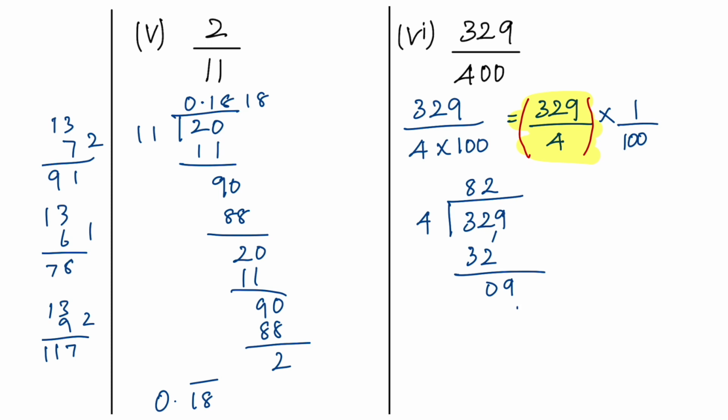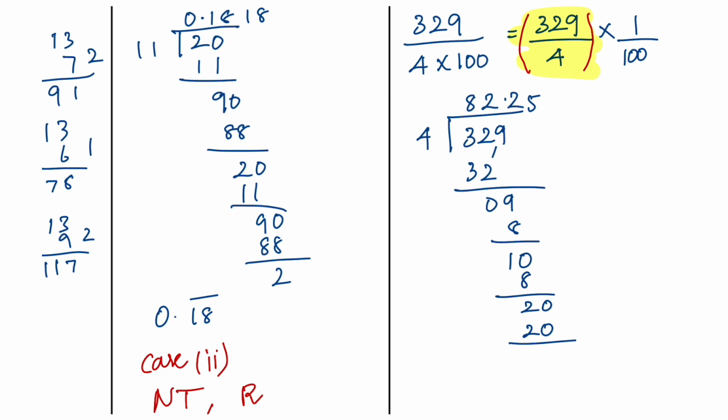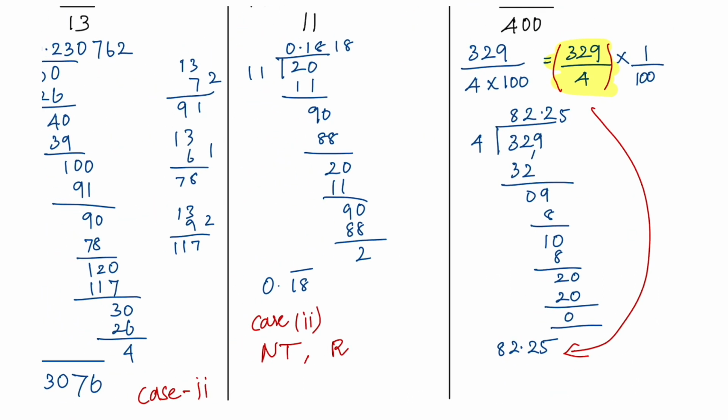4 times 2 is 8, that gives you a remainder 1, and 1 is less than 4, so you get a dot and 0. 4 times 2 is 8, you get 2 again, 0. 4 times 5 is 20. Okay, and that gives you a remainder of 0. Done. So this is the value, which is 82.25. Okay, now this is the value of this number right here. Which one? The value of 329 divided by 4 is 82.25.